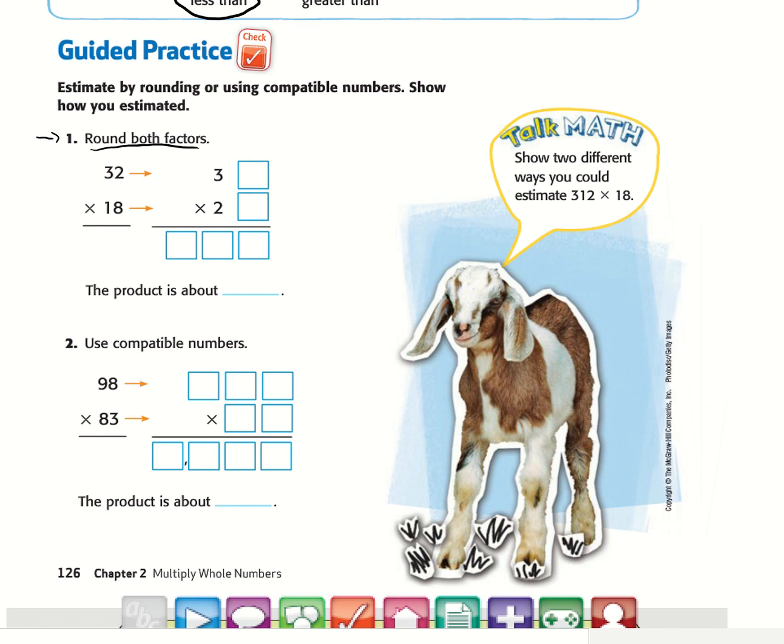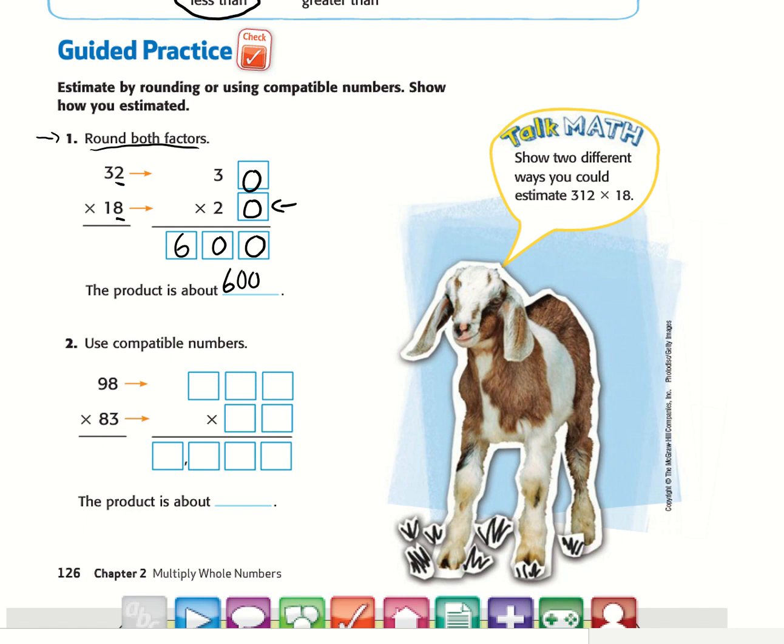So my 32, is that closer to 30 or closer to 40? Well, 2 is 4 and below, so I'm going to say it's closer to 30. And my 18, is 18 closer to 20 or closer to 10? My 8 is 5 and above, so I'm going to round up to 20. So 30 times 20, since I have a 0 here, I can just transfer the 0 down here. Now 2 times 0 is 0, 2 times 3 is 6. So my product is about 600.